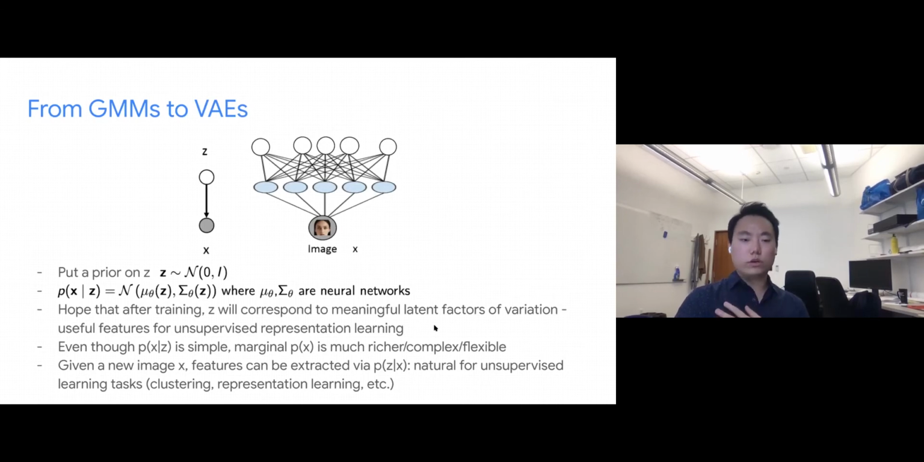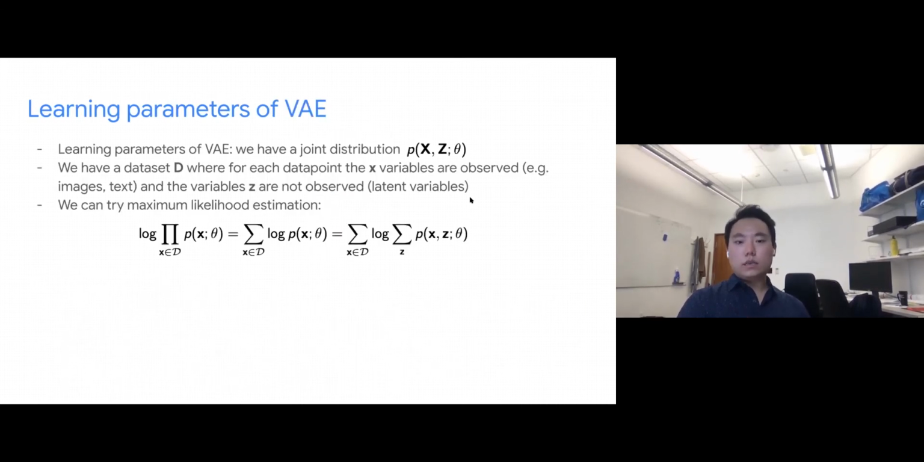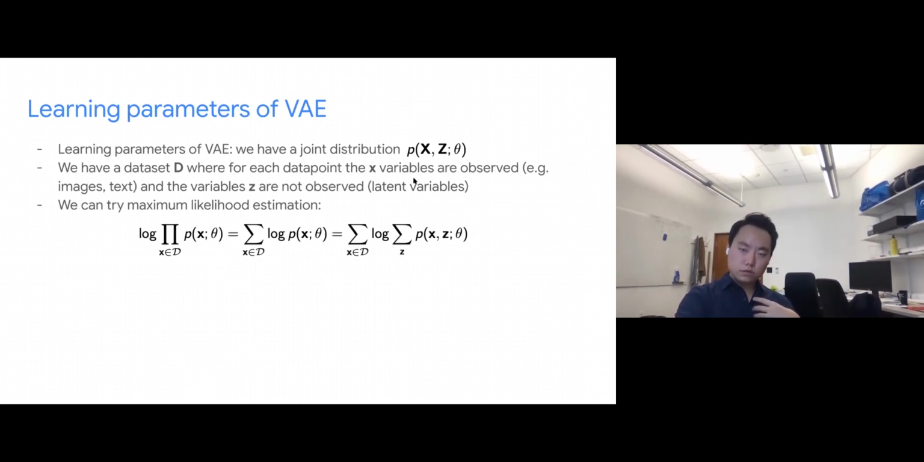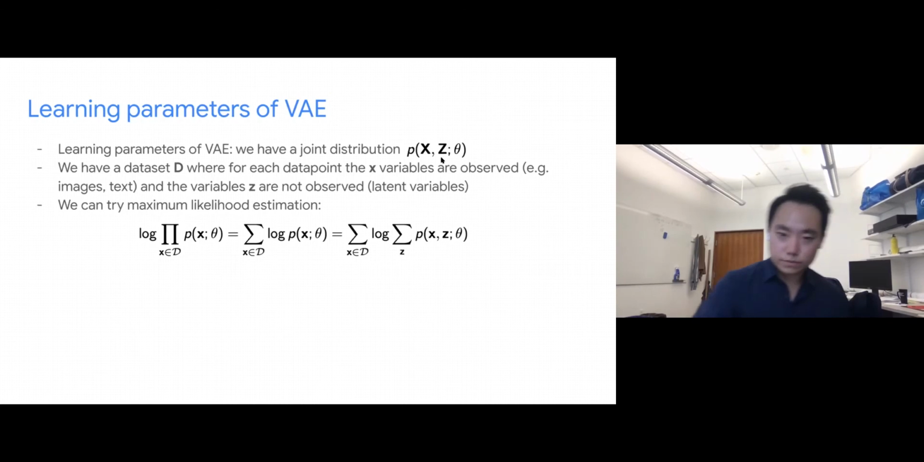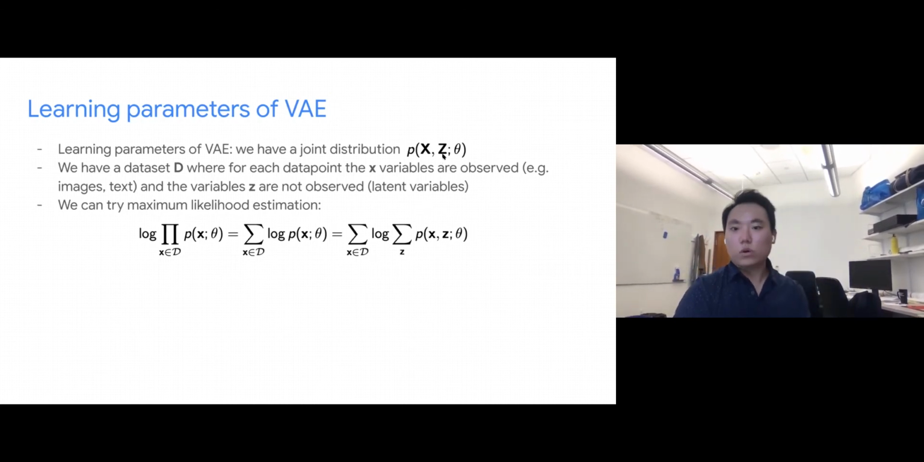these variational autoencoders? So again, we're going to start with a joint distribution P of X and Z. And we're usually given a data set D, where for each data point, we only observe the X variables. If you recall this Bayesian network, X is the shaded variable that you observe, and the Z latent variables are ones that you don't observe. So how can we learn what these Z's and what these parameters should be?